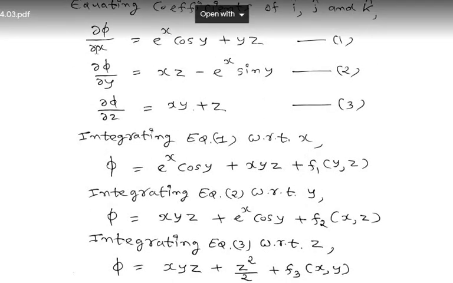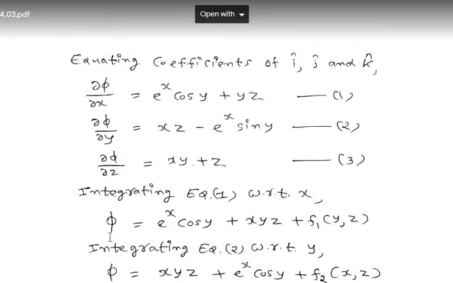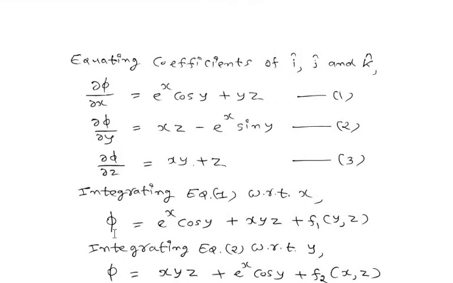Now integrating equation number 1 with respect to x, on the left hand side we will be having phi. The integration of e raised to x results in e raised to x, cos y is constant and yz is constant, and the integration of 1 is x, so the result is xyz, plus a function of yz constant.